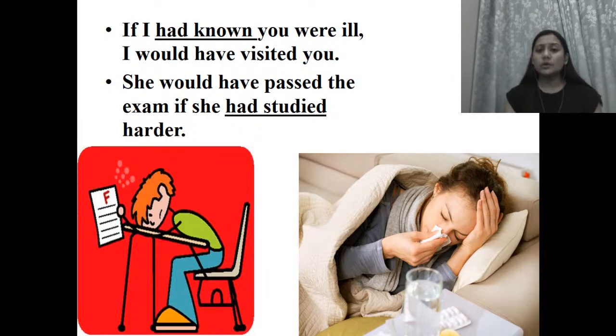If I had known you were ill, I would have visited you. So I didn't visit you. The first activity was okay. For example, when we try to explain something, like I wasn't able to do my homework because, and you are giving the reason, right? Similarly, I would have visited you, but I never knew you were ill. She would have passed the exam if she had studied harder. Like you're just simply expecting it, you're just simply hoping it, right?